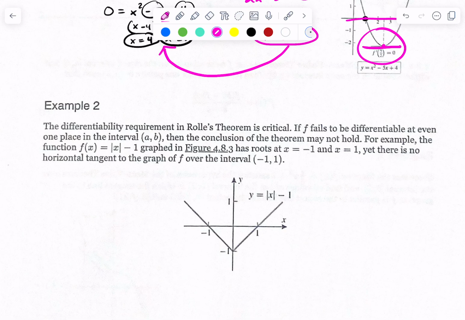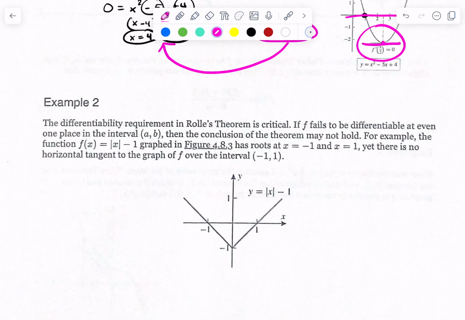All right. The differentiability requirement in Rolle's theorem is critical. Our function has to be differentiable at all points between the two values I'm looking at. So if they were asking for this guy and this guy, and I'm looking at just this interval from here to here, that's okay, because the tippity tip doesn't lie in my interval. But if we're going from -1 to +1, we're going to have a problem because you can't find the derivative at this point right here because he's a tippity tip.